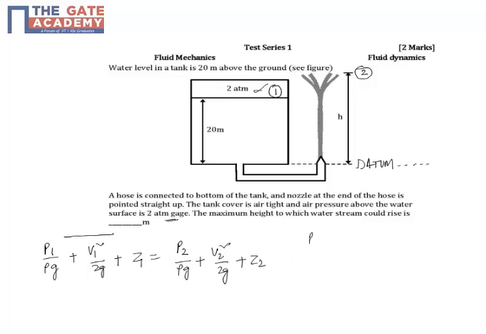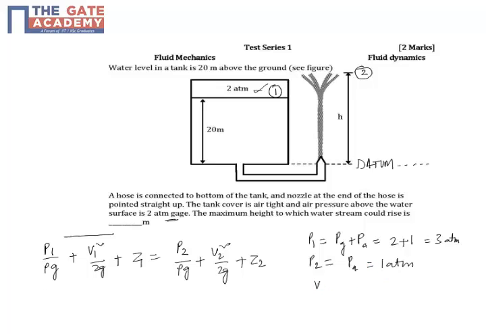Now P1 is the gauge pressure plus P atmosphere. The gauge pressure is 2 atmosphere and atmosphere is 1 atmosphere, so 3 atmosphere. Whereas P2 is the pressure at point 2, which is P atmosphere, which is 1 atmosphere.